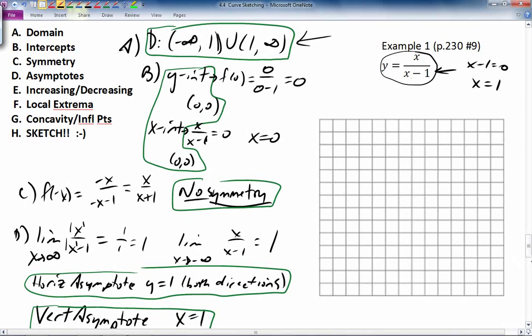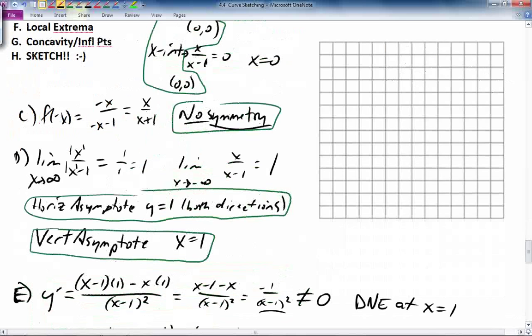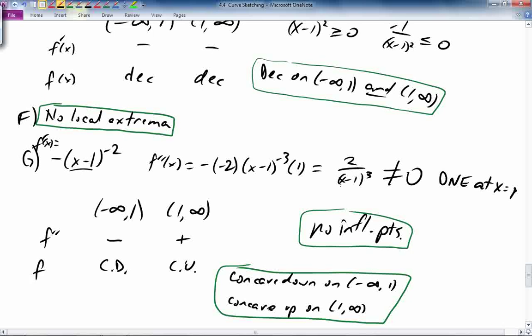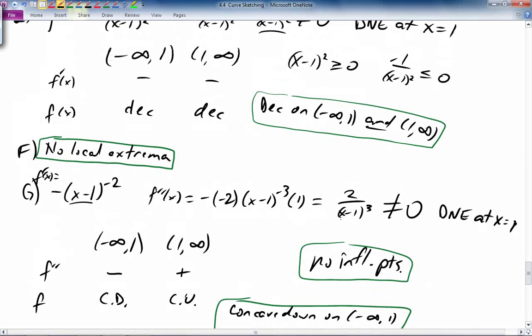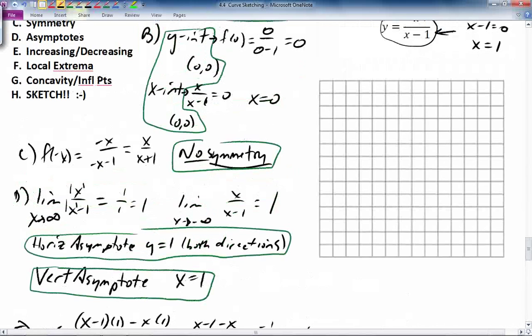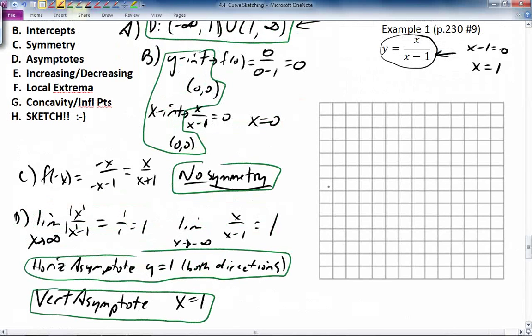We know the function goes through the origin, and that's the only point we have because there are no local extrema and there are no inflection points. But we do know there's a horizontal asymptote at y equals 1 and a vertical asymptote at x equals 1. Okay, well I think I have enough to figure out how to make my axes.